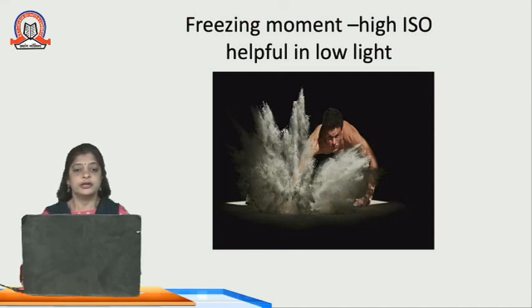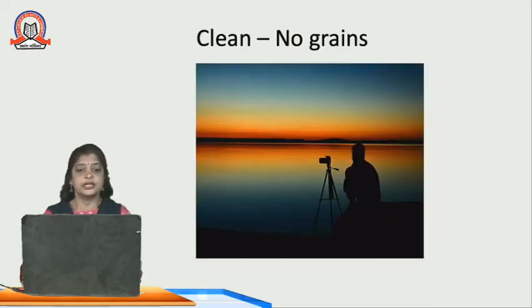Freezing a moment, high ISO is helpful in low light. This picture shows a very fast movement and the light is very low. At this time the photographer needs to adjust to a high ISO. Clean and no grains: a very low ISO and very good light condition allow you a clean picture with no grain quality.